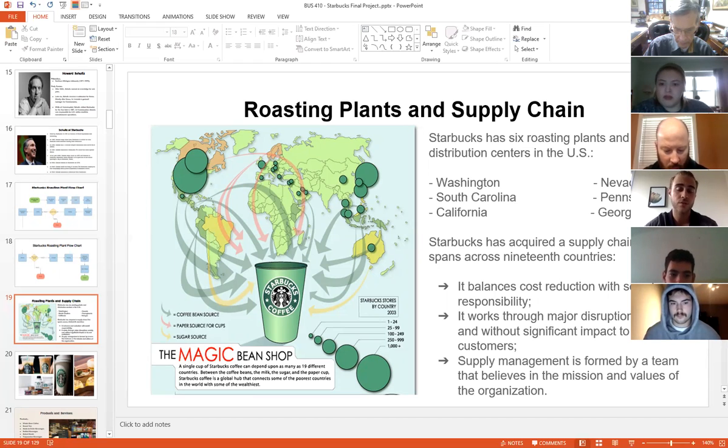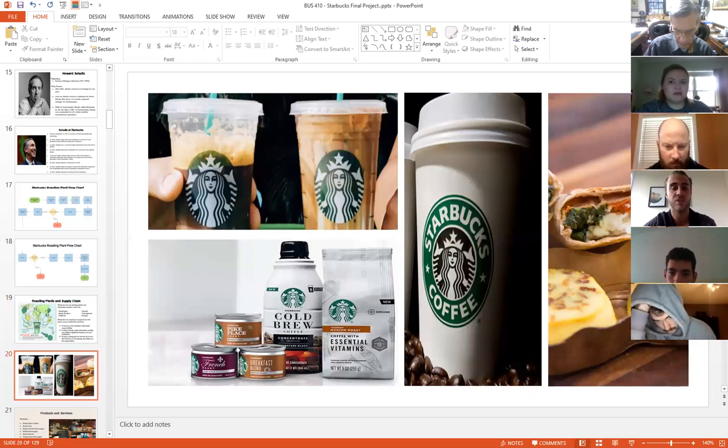The reason why Starbucks has an effective supply chain is that it is capable of balancing cost reduction with social responsibility. It works through major disruptions quickly and without significant impact to its end customers. And supply management is formed by a team that believes in the mission and values of the organization. And Starbucks has 6 plants in the United States.